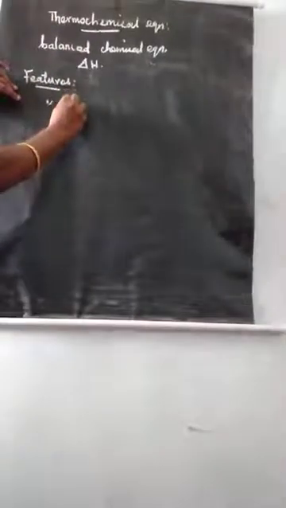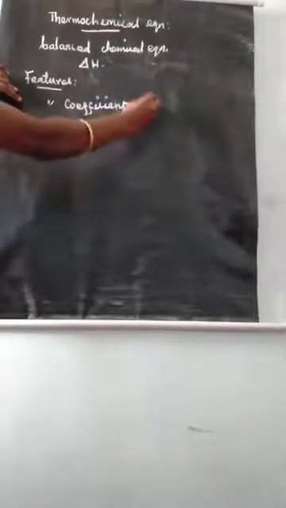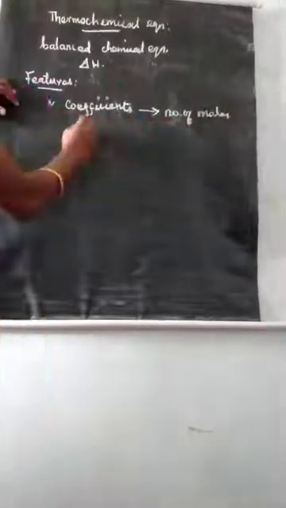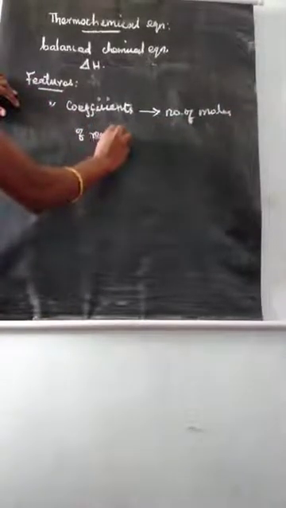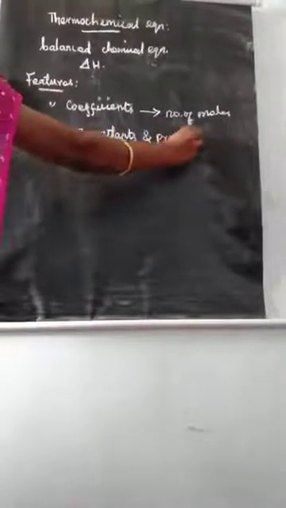And some important features of a thermochemical equation. First point, the coefficients in a balanced thermochemical equation refer to the number of moles of reactants and products. So listen, the first point.